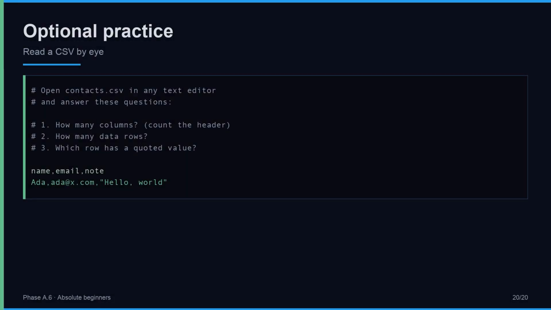If you want a small practice right now, open any CSV file in a plain text editor, VS Code, Notepad, anything. Count the columns by counting the commas in the header. Count the data rows by counting the lines below the header. Look for any quoted values and ask yourself why the author quoted them. Training your eye to read raw CSV is the foundation. Once you can see the structure, the Python code in the next lesson will feel natural.